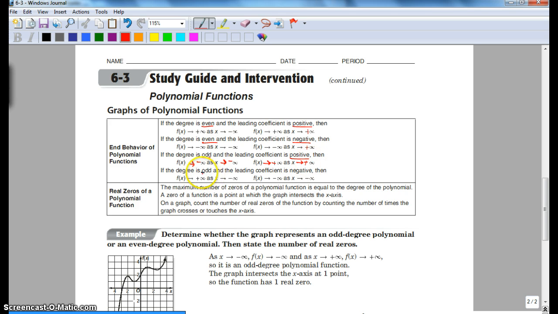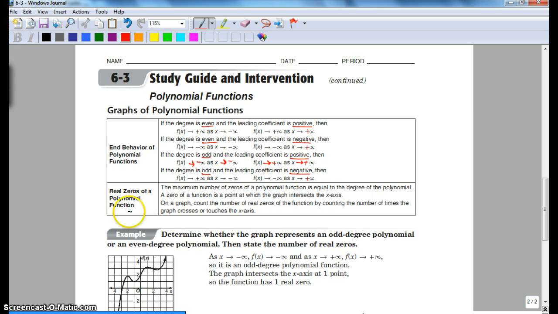If the degree is odd and the leading coefficient is negative, then f of x approaches positive infinity as x approaches negative infinity, f of x approaches negative infinity as x approaches positive infinity. Actually, that's a positive. And that's how that particular sequence works. We're going to take a look at graphs to help us better understand these types of relationships.